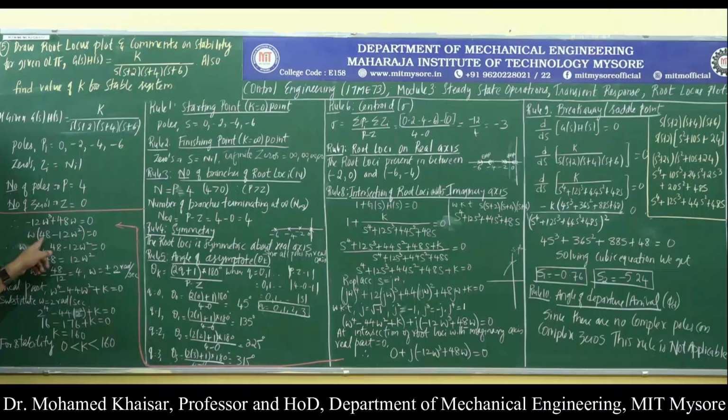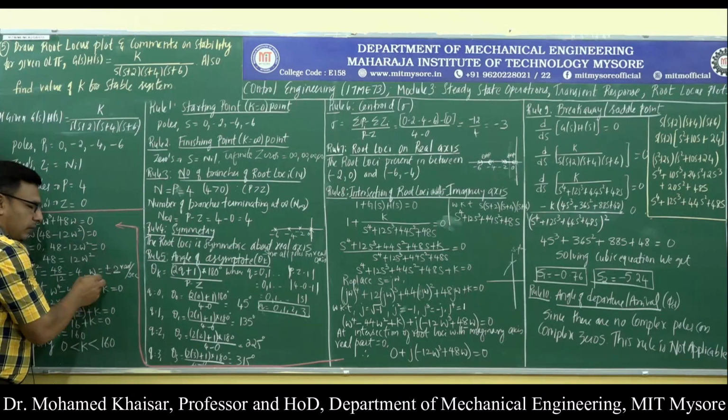If we take out omega, we will get 48 minus 12 omega square equal to 0, and then omega can be equated to 0 separately. 48 minus 12 omega square can be equated to 0 separately. Then what we will get is 48 equal to 12 omega square. So omega square will be equal to 48 by 12, that will give us 4.